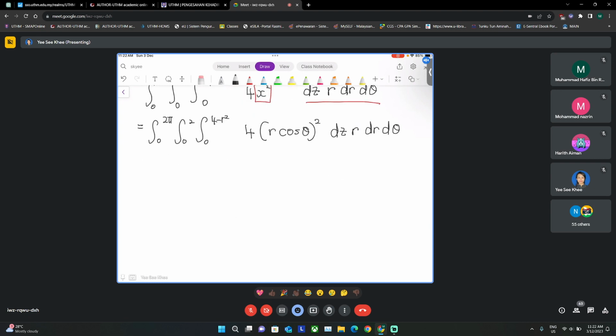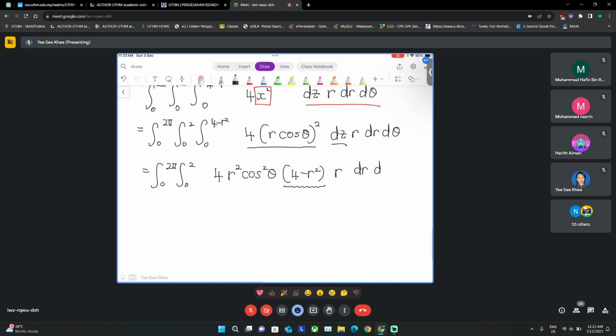So the first integral is with respect to dz. This term doesn't have z, so it will be easy. You just top out a z. So it is 4r squared cos squared theta, evaluated from 0 to 4 minus r squared, because when you integrate dz you get a z. And you have the r, dr, and d theta.